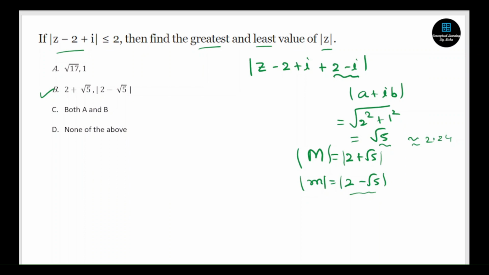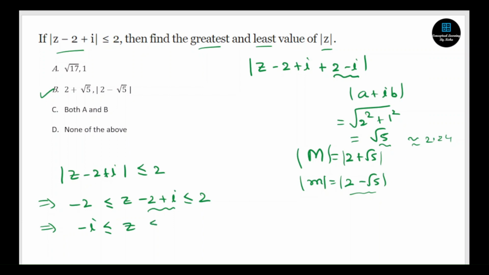But if you want to show how you are getting that, then I'll show you one more trick. So as we learned the modulus also, right? So what I can say, mod of z minus 2 plus iota is less than or equal to 2. So I can write this as negative 2 less than or equal to z minus 2 plus iota less than or equal to 2. I am removing the modulus. So now I have to add 2 and negative iota to all of them. So what do I get? Negative iota less than or equal to z less than or equal to 4 minus iota, correct?